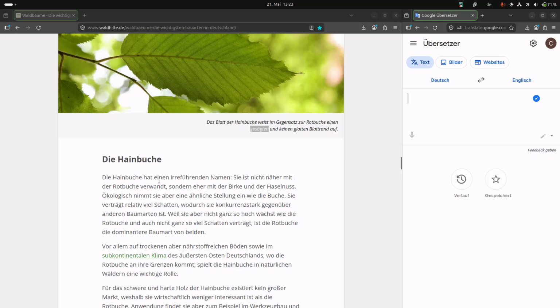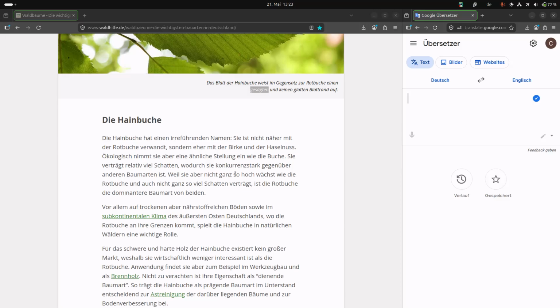Die Hainbuche hat einen irreführenden Namen. Sie ist nicht näher mit der Rotbuche verwandt, sondern eher mit der Birke und der Haselnuss. Ökologisch nimmt sie aber eine ähnliche Stellung ein wie die Buche. Sie verträgt relativ viel Schatten, wodurch sie konkurrenzstark gegenüber anderen Baumarten ist. Weil sie aber nicht ganz so hoch wächst wie die Rotbuche und auch nicht ganz so viel Schatten verträgt, ist die Rotbuche die dominantere Baumart von beiden.